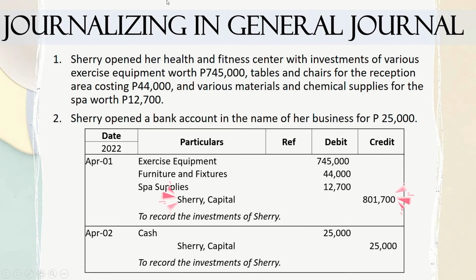As you can see here, the debits, all three items, will equal the credit side amounting to 801,700. Next for April 2, Sherry opened a bank account. So we will record it here as cash. And then another investment of Sherry, so it should be part of her capital. So Sherry capital amounting to 25,000. So there's the date, the debit, and the credit, and the corresponding amounts.